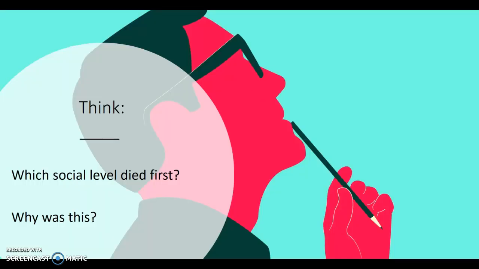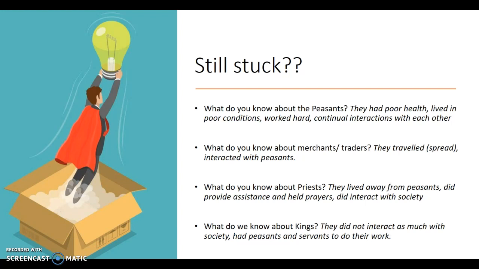Very simply, which social level died first? Why? Really strip it back. If you're still stuck, go to this. What do we know about the peasants? They had poor health, they lived in poor conditions, they were working really hard, and they were the ones that were interacting. They were at the bottom level, so they had the greatest interaction with each other. If one person got the plague, it was very likely somebody else next to them would get it.